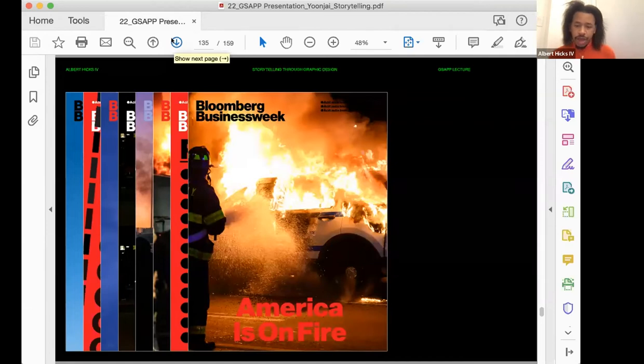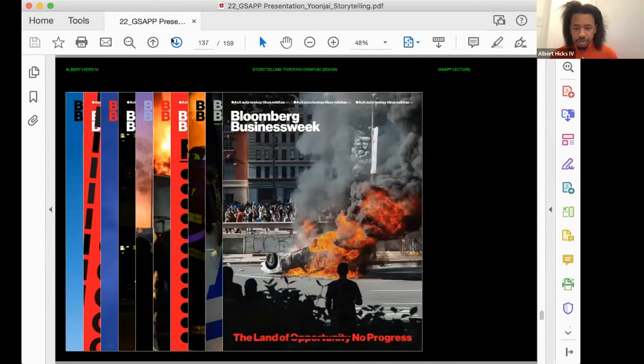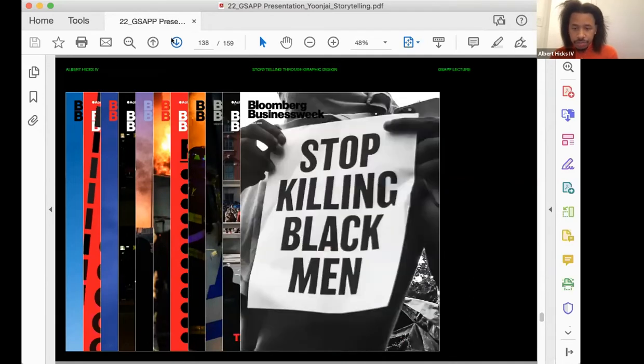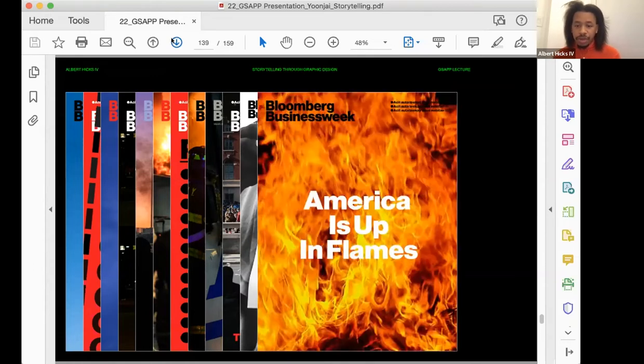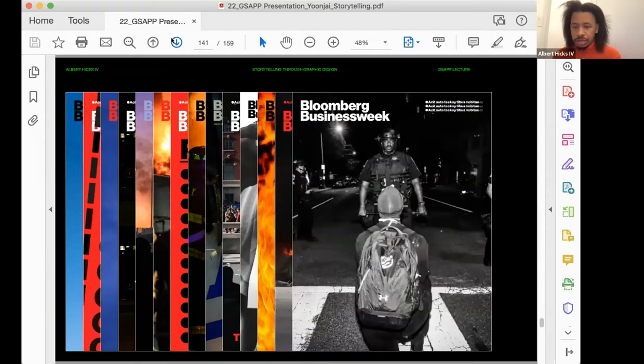And then just reacting to certain images that I had been thinking about, America is on fire, or no progress, and looking at the images and thinking about different cover lines. Or maybe there isn't a cover line, and the image becomes a cover line from the protest signs. Or maybe it's just abstract and it's just fire, and then you have the cover line doing that work for you, and so on.